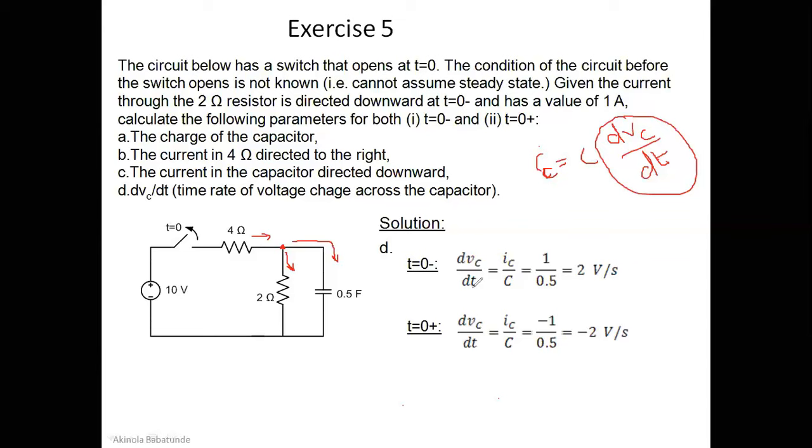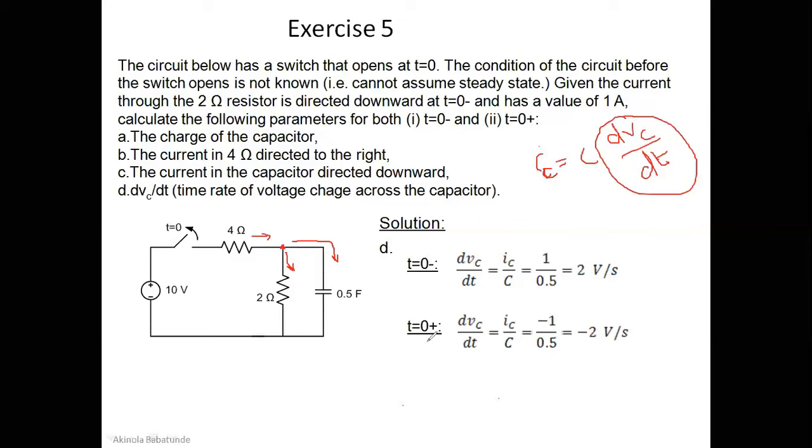So dVC/dt is going to be IC over C. We found the current across the capacitor to be 1 ampere, if you remember from the previous questions. Our capacitance C is equal to 0.5. So 1 over 0.5 is equal to 2 volts per second. Okay, 2 volts per second. That's going to be dVC/dt just before the circuit was opened.